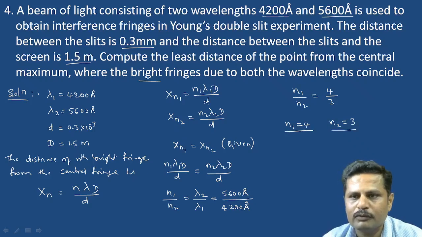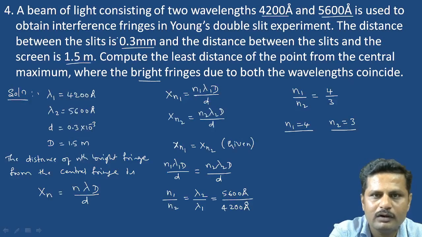So if you substitute n1 equals 4 in this expression, we will get the distance of the bright fringe where both are coincident. That is, we know that xn1 is equal to n1 lambda1 D divided by d. Just now we got n1 equal to 4.